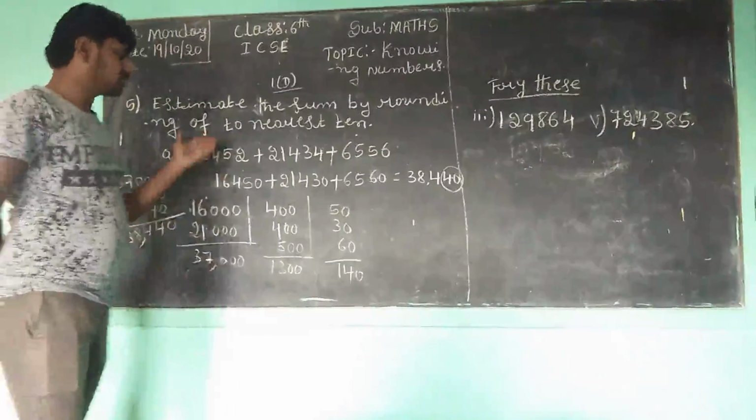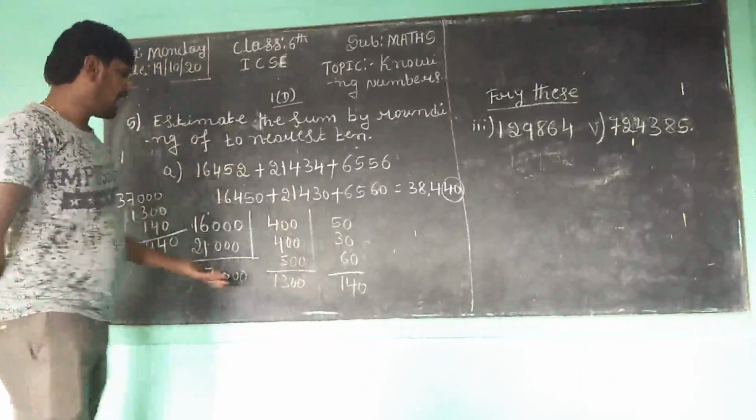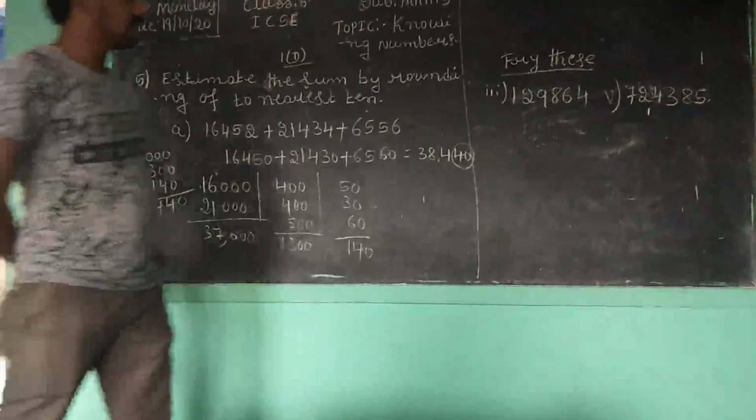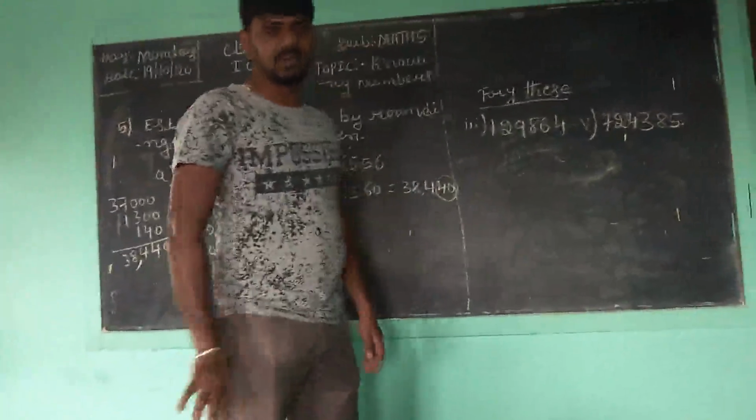First you can make thousands, hundreds and 50. As usual, you can add by any method. So totally how do we get 38,440? 40 is very nearest. So 40 only.